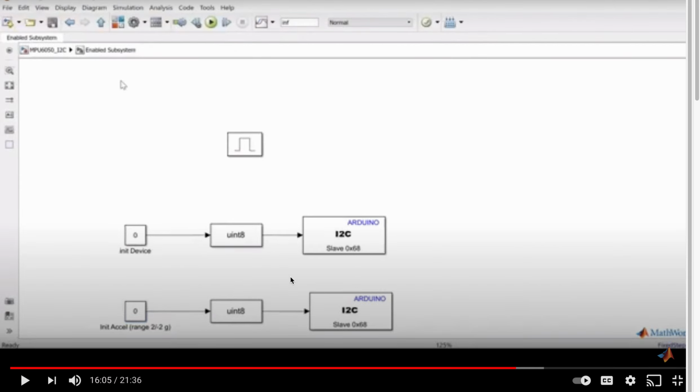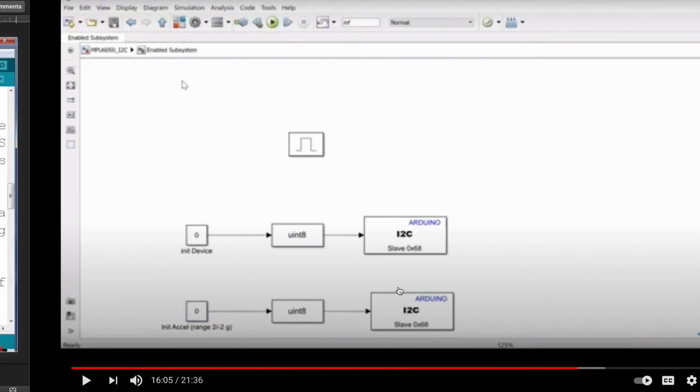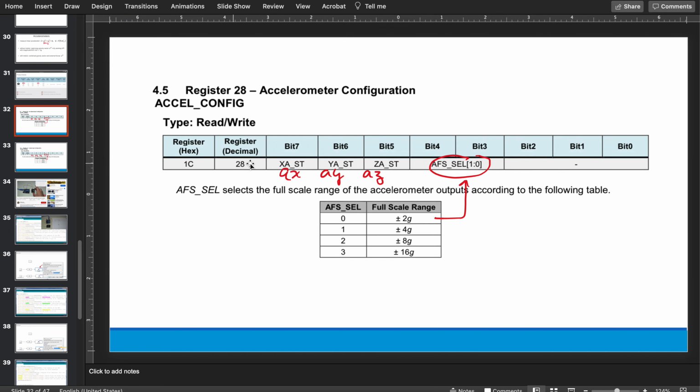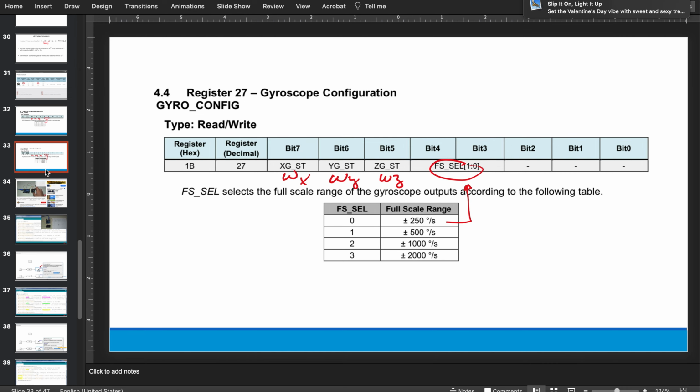Now, before she goes too far, remember the register she just discussed. It was register 1C. This is because there's 1C here, which you don't need to know about. But if I go back to this register information here, this is register 1C. So therefore, she's only configuring the accelerometer. You're going to finish this and get that to work. Then you're going to have to repeat this entire process again using this register here, 1B.